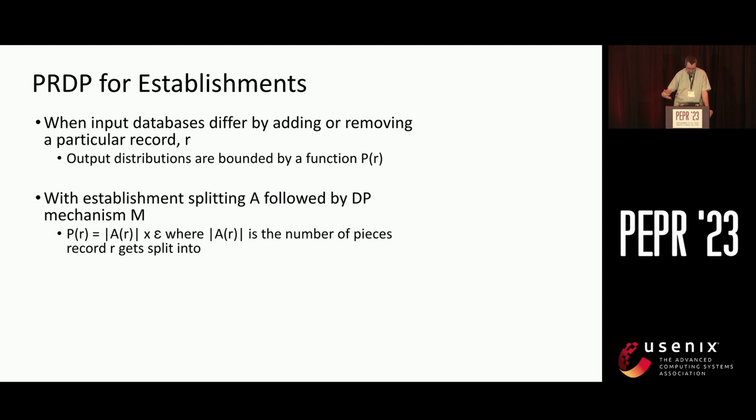But in our example algorithm that we gave, we have a pre-processing component where we split our database up into sub-establishments, and then we apply a DP mechanism on top of that, where the unit of privacy is these smaller components of an establishment. The privacy loss function that we get is just the number of pieces that a record got split into times epsilon, which ends up being that record's privacy loss.